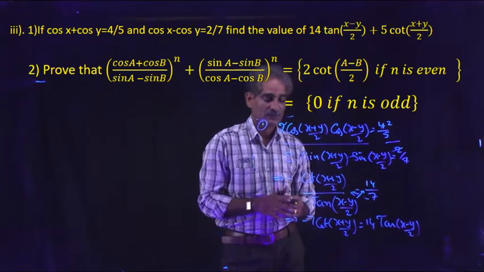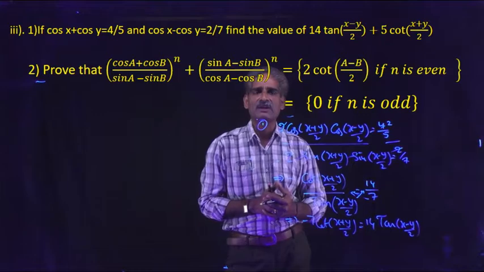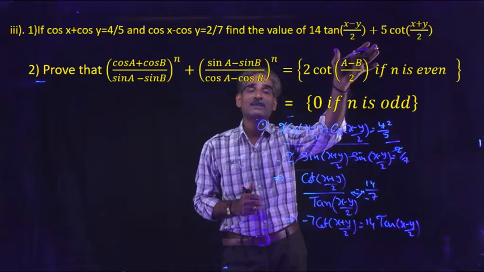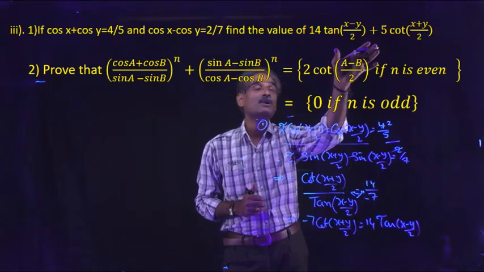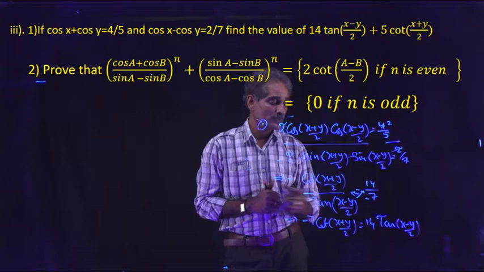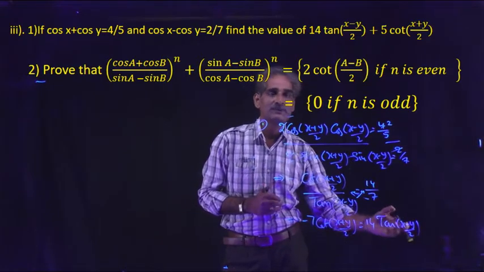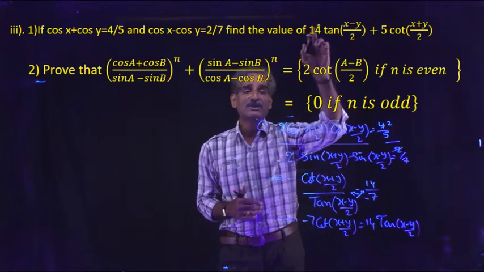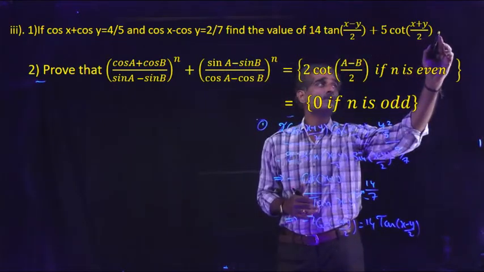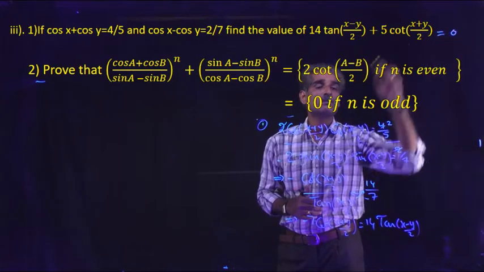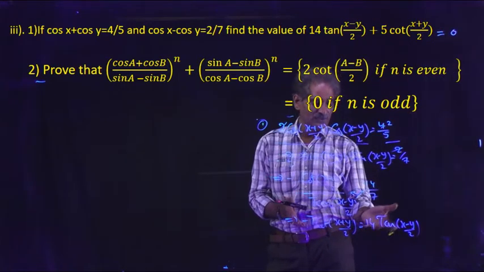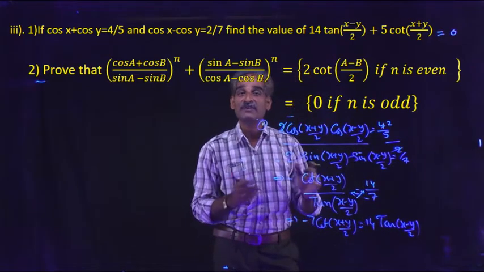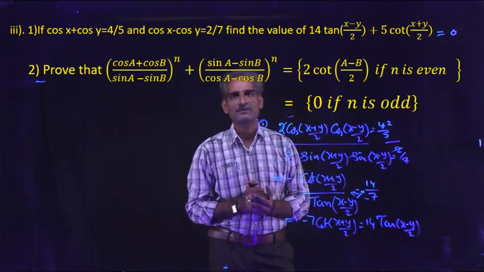That's it. So now observe the required one. Here the required one is 14 tan((x+y)/2) + 14 tan((x−y)/2) + 5 cot((x+y)/2). The sum 14 tan((x−y)/2) + 5 cot((x+y)/2) equals 0. That is the answer. So the value of this expression is equal to 0. Just simple. That's it. This is the way to find this type of equations.